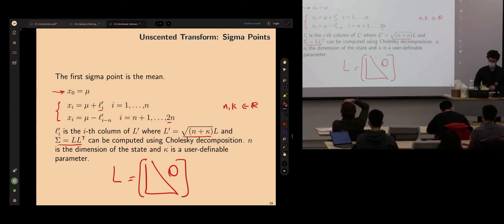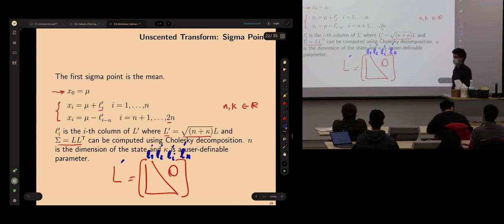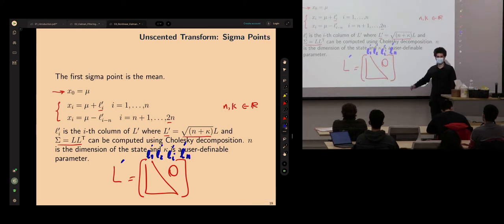How do we do that? Using this L, the scaled version L prime, Li, this is L1, L2, Li, up to Ln, of L prime. These Li's are the columns of this scaled Cholesky factor, okay?